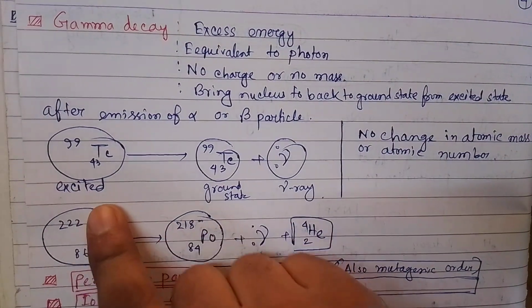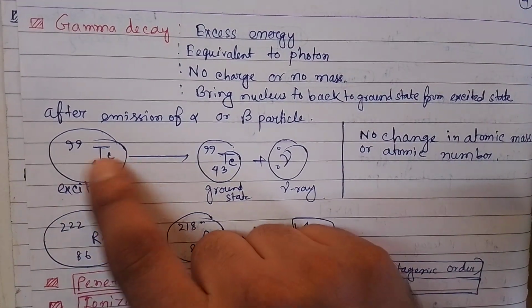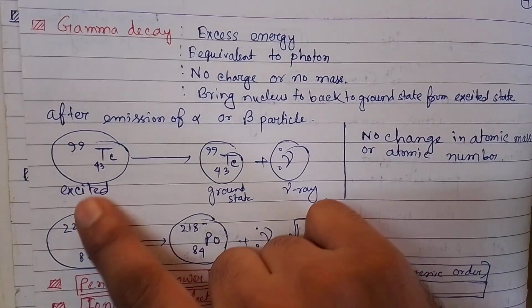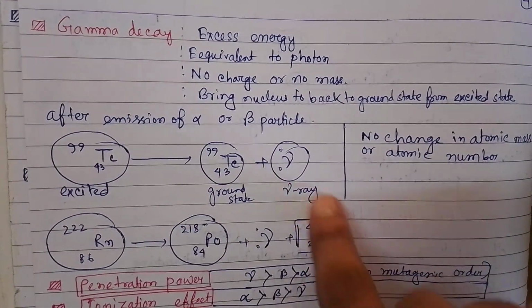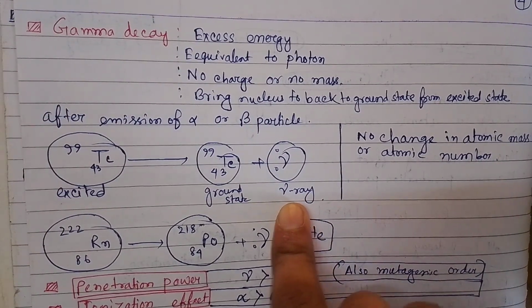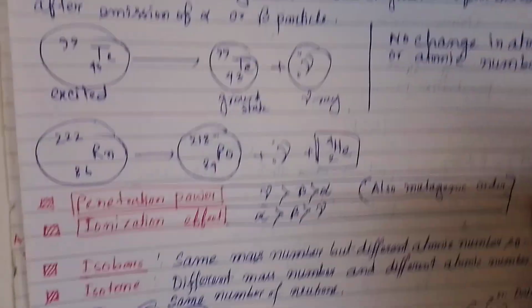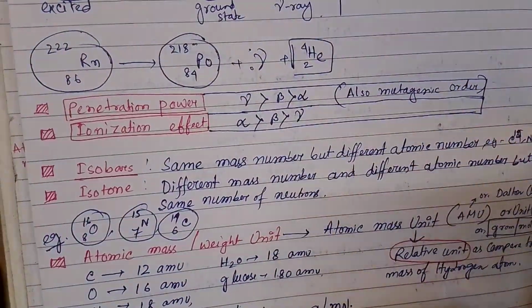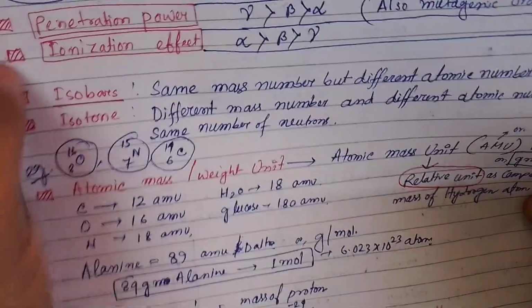This is an example of 43Tc99. It goes from the excited state to the ground state, and along with that some gamma ray or gamma decay is formed. Now we go to some basic things: the penetration power and the ionizing power.